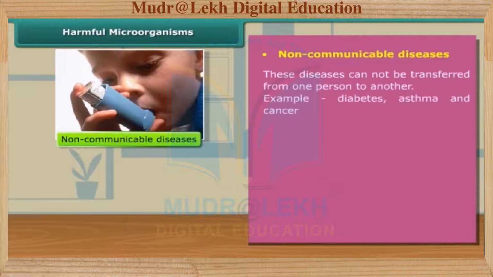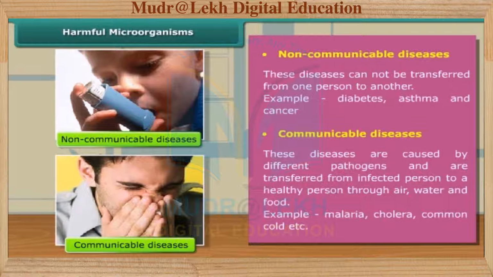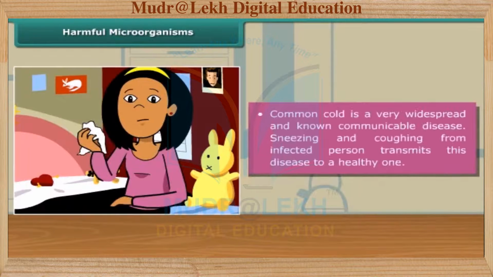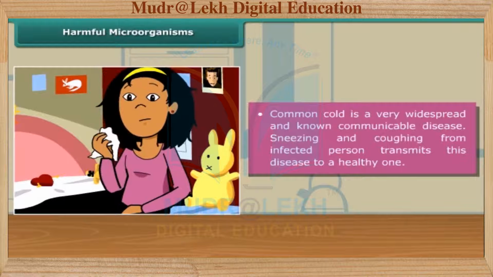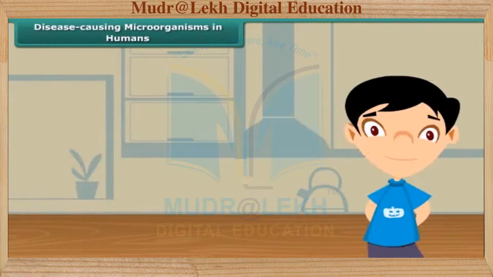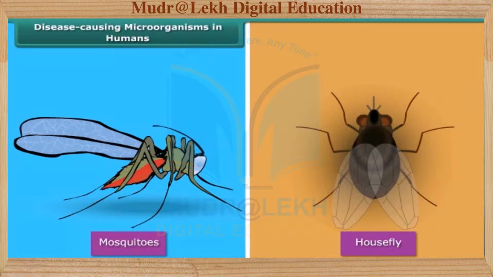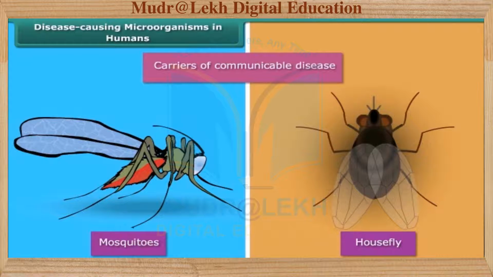Non-communicable diseases cannot be transferred from one person to another, while communicable diseases are transferred from an infected person to a healthy person by means of air, water, food, etc. The common cold is a very common example of a communicable disease. Friends, some insects and animals found in our surroundings act as carriers of pathogens. Housefly and mosquitoes are common examples of such carriers.